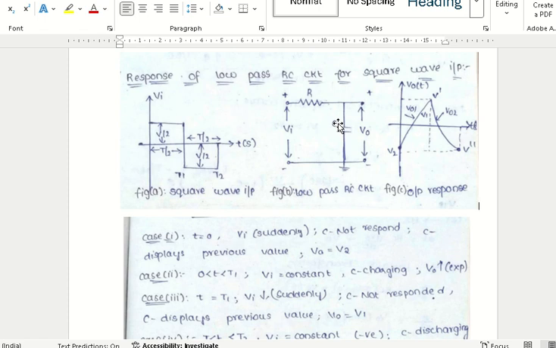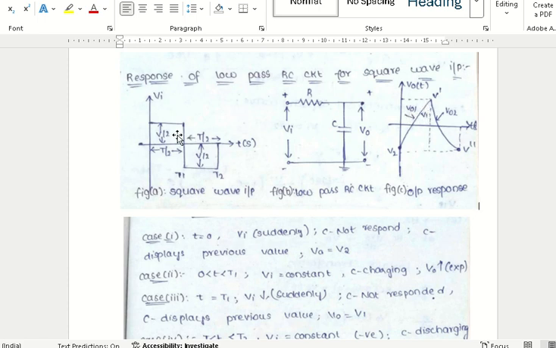The voltage developed across the capacitor during charging is exponential. That is already proved in the step input signal. Therefore, between 0 to t1, the output voltage increases exponentially like this. This response is represented with V01. That means initially at t equal to 0, the voltage across the capacitor is V2, and from 0 to t1, the voltage across the capacitor increases exponentially, represented with V01.